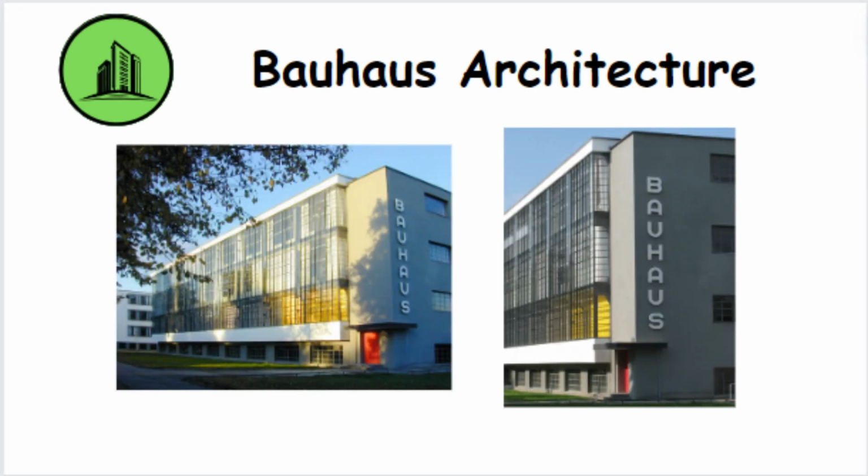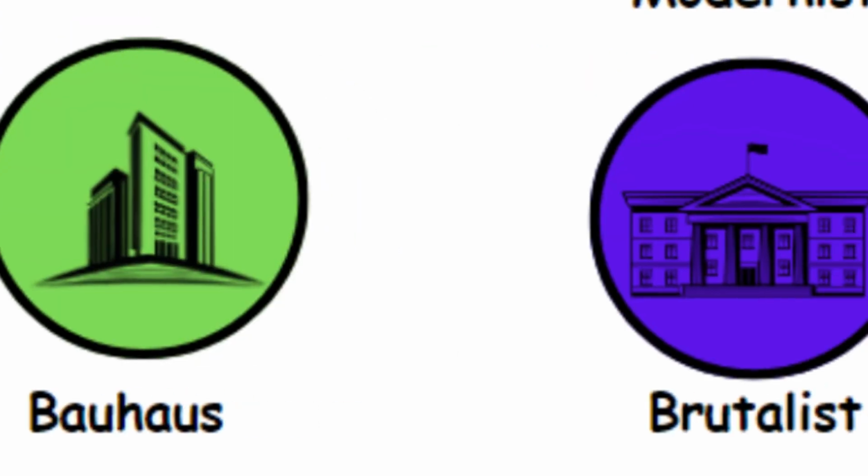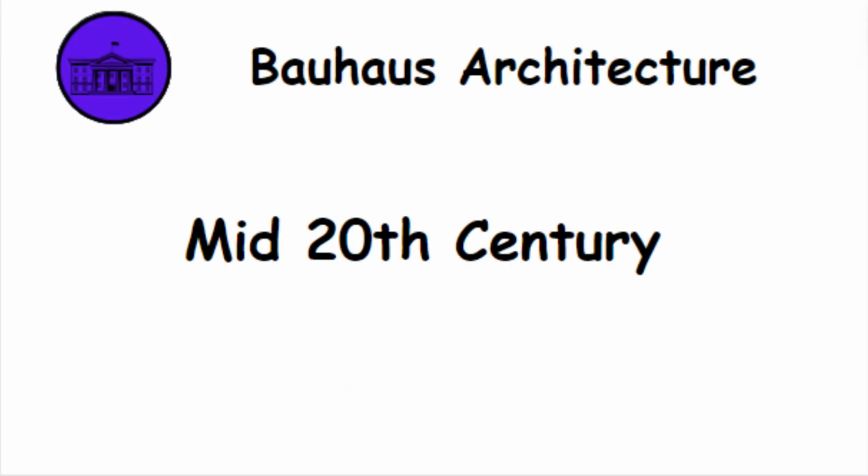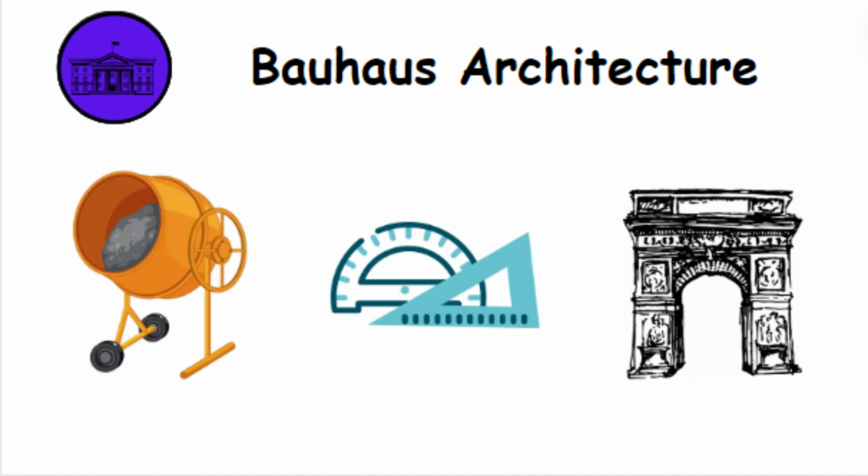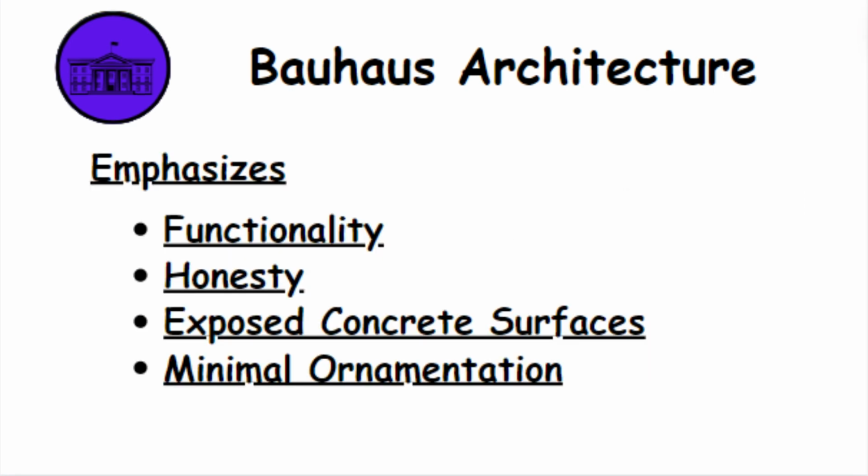The Bauhaus building in Dessau, Germany, embodies Bauhaus architecture with its simple geometric forms, functionalist design, and emphasis on industrial materials such as steel and glass. Brutalist Architecture. Emerging in the mid-20th century, Brutalist architecture is characterized by its use of raw concrete, geometric forms, and bold, monumental structures. Brutalist buildings often emphasize functionality and structural honesty, with exposed concrete surfaces and minimal ornamentation.